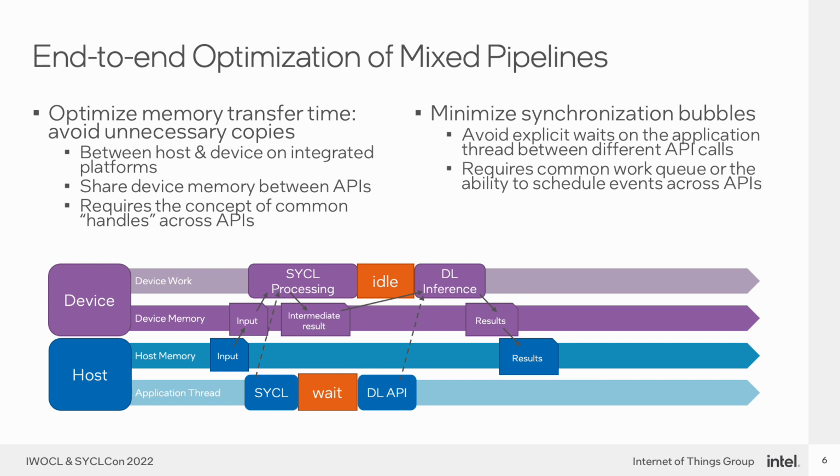Well, if we can somehow signal to the device that the inference stage is dependent on the completion of the SYCL stage, then the host doesn't need to wait for the SYCL stage to be finished before scheduling the inferencing stage. The way to do that is runtime and backend specific. Our solution relies on using a common device work queue, or alternatively, a common concept of events between the APIs.